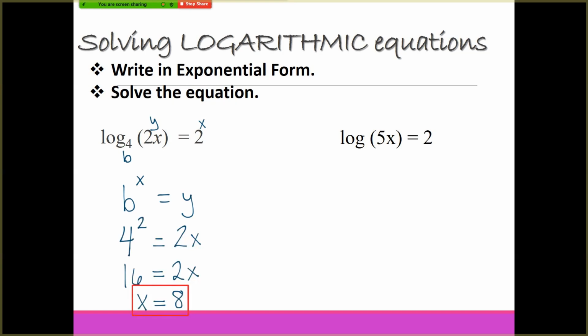The second one sometimes stumps students because there's no base written. Anytime there's not a base written, it's base 10. That's your b value. This is y, and this is x. So we're going to write b to the x power equals y, in this case, 10 squared equals 5x. Well, 10 squared is 10 times 10, which is 100, equals 5x. Divide both sides by 5, and x equals 20.